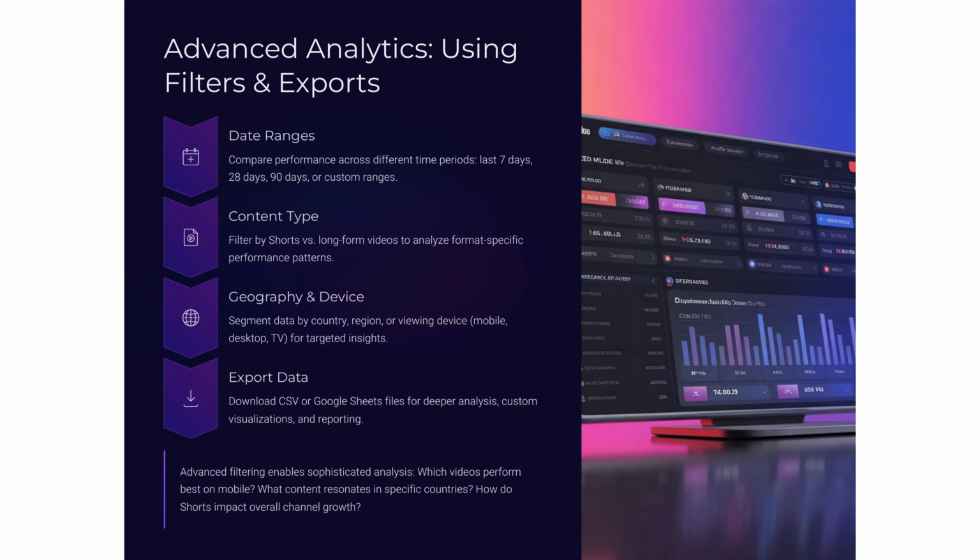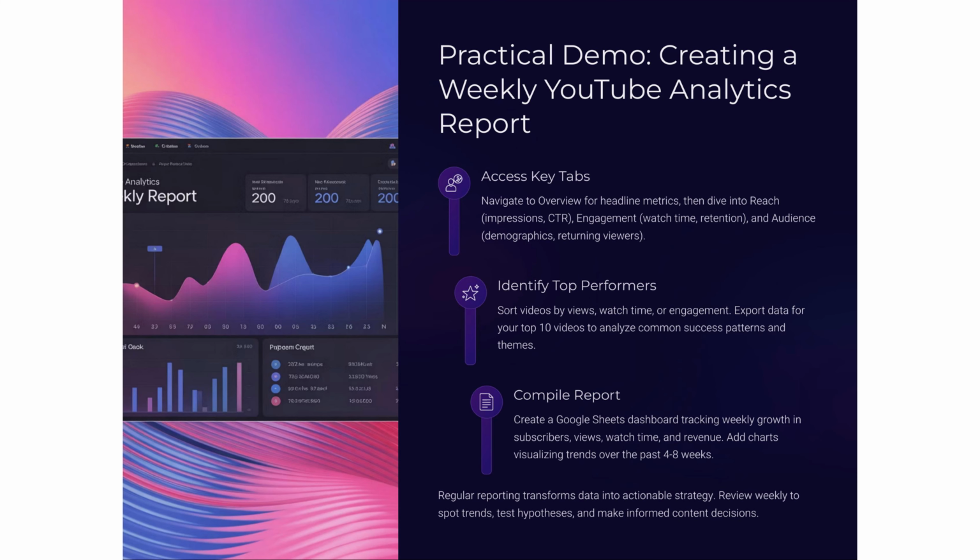Utilize advanced analytics by applying filters and exports to gain deeper insights. Compare performance over various date ranges, and filter by content type to distinguish between shorts and long-form videos. Segment data by geography and device for targeted insights. Export data for custom visualizations, enabling sophisticated analysis of mobile performance, regional content resonance, and the impact of shorts on channel growth. Access the Overview tab for headline metrics, then explore reach, engagement, and audience for detailed insights.